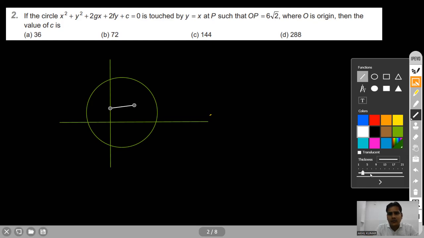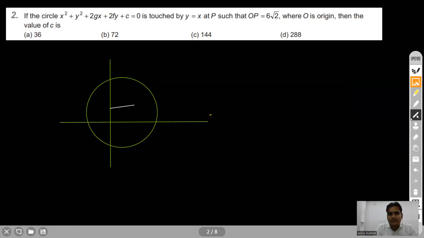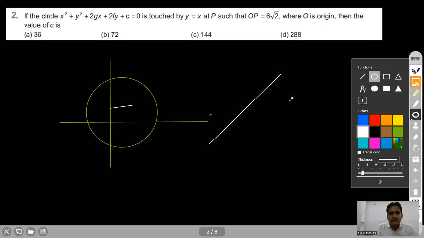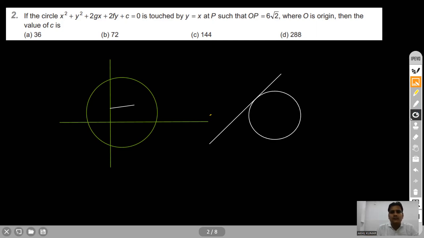Okay, let me draw it once again. Let me draw it separately. Suppose this is our line y equal to x, and it is touching this circle, such that OP at P. So this is the line y equal to x.